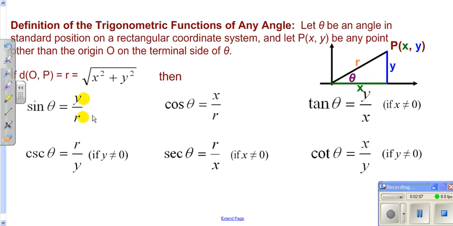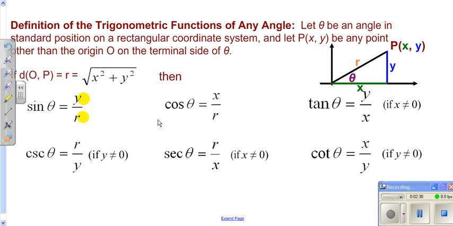Then you, of course, have the reciprocal functions, so you're just flipping these upside down. Now, you might be wondering why we have some of this stuff afterwards, like x cannot be equal to 0, or y cannot be equal to 0. Well, that's because we have x and y on the bottom of these, and we can never divide by 0.